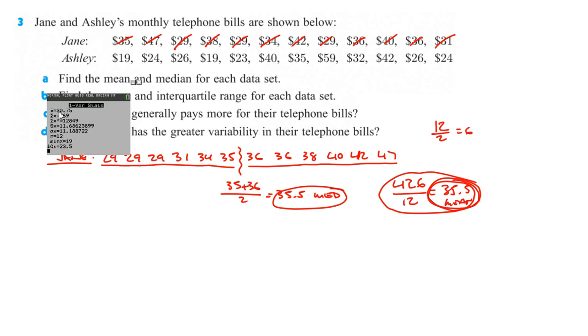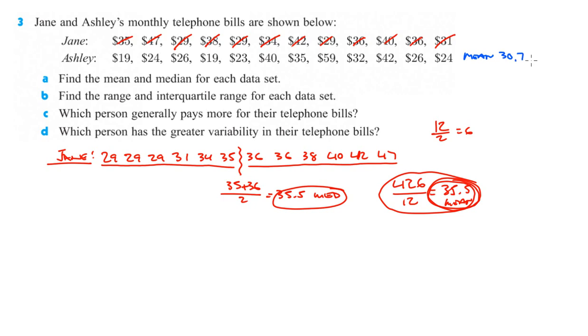Okay, so it gives us the average, oh, this is a different one. That's okay. 30.75 is her mean. So, what did we say it was? 30.75. So mean 30.75, and then the median will be 26. Okay, so we've got that all figured out.